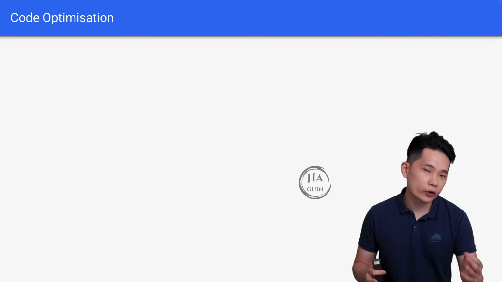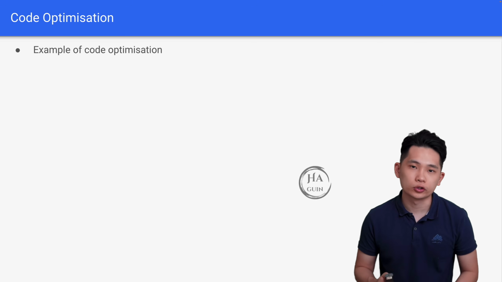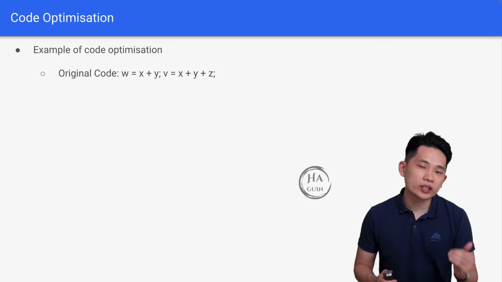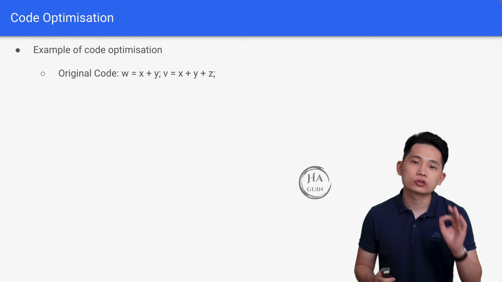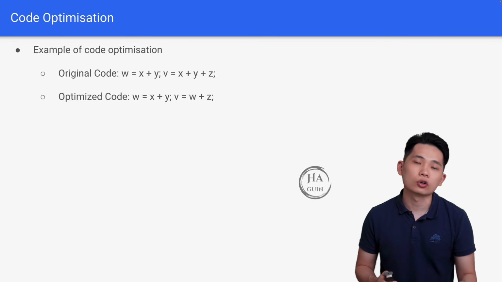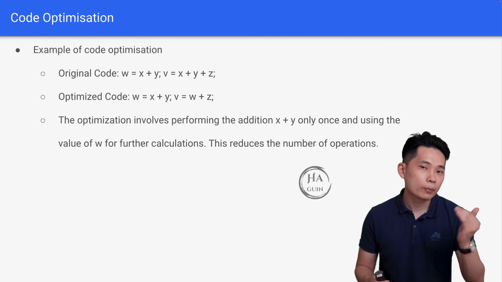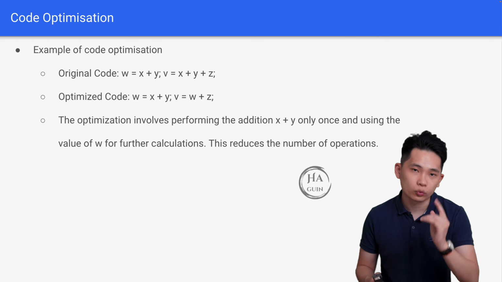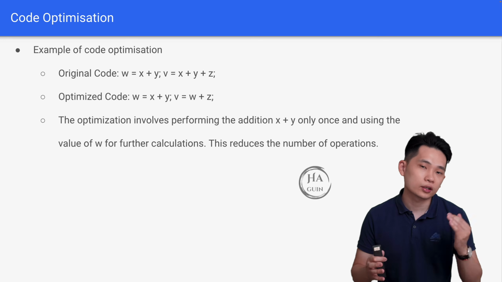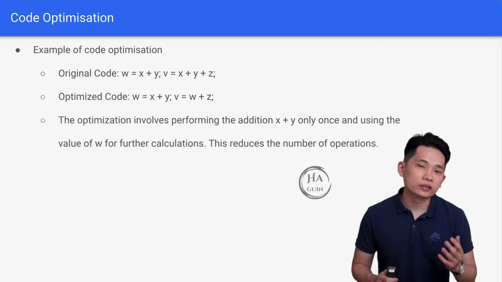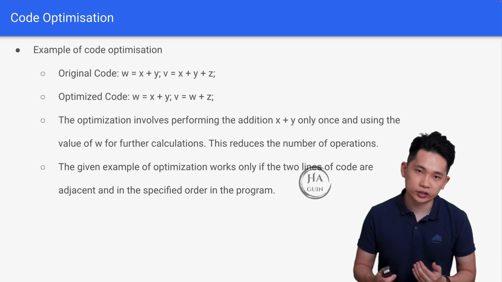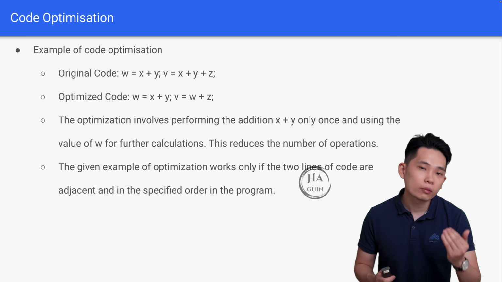Now let's look at this very basic example of code optimization. We have this original code here whereby w is equal to x plus y and v is equal to x plus y plus z. So the optimized version will be changing v to w plus z. This optimization involves performing the addition x plus y only once and using the value of w for further calculations. This reduces the number of operations. Also take note that the given example of optimization works only if the two lines of code are adjacent and in the specified order in the program.